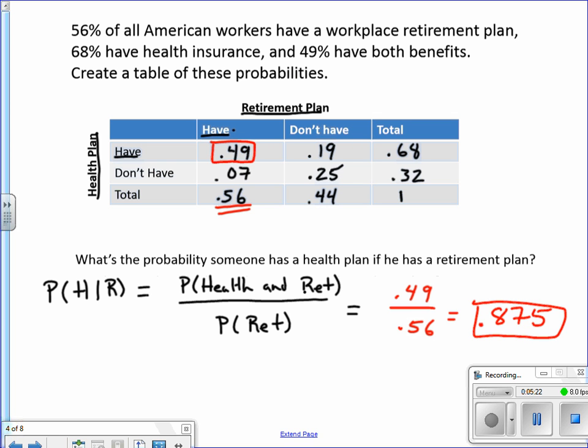Take a step back and think about that. Most of the people that have the retirement plan, right? If you look at the folks that have the retirement plan, most of them do have a health plan as well. So there's a pretty great probability, if we know that they've already gotten the retirement plan, a big chunk of those folks already have the health plan as well. So it should be a pretty high probability, which is what we got here. In other words, not a lot of people with a retirement plan don't have health insurance.